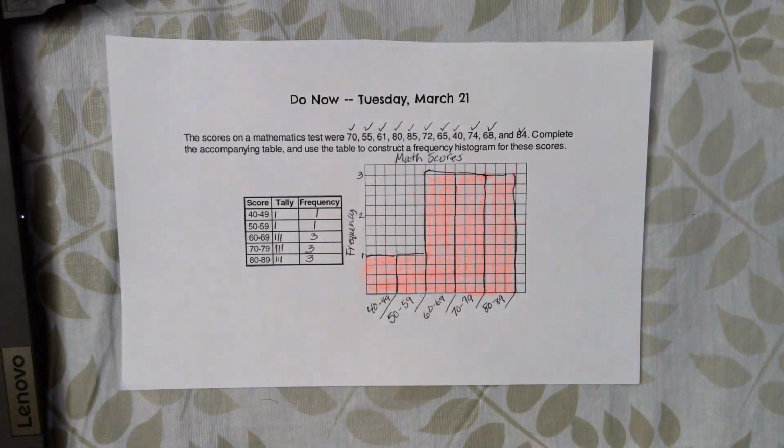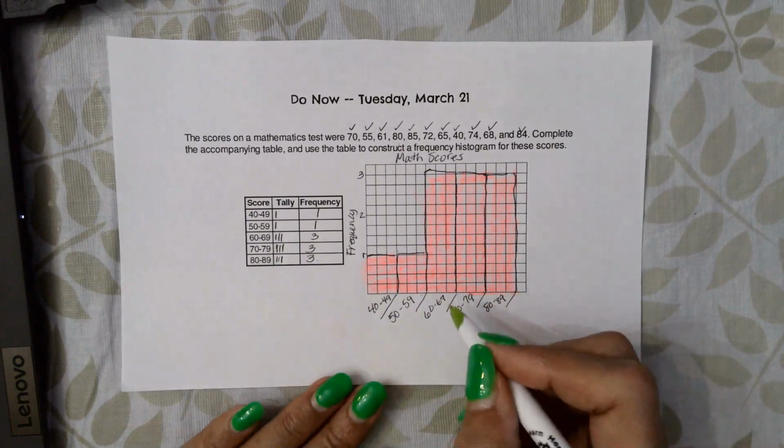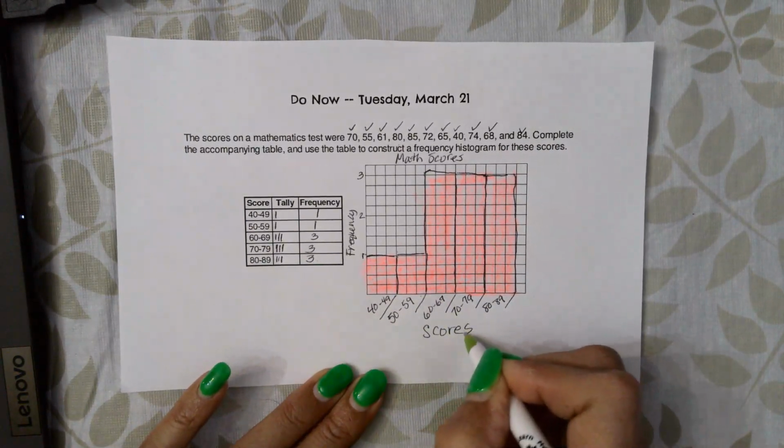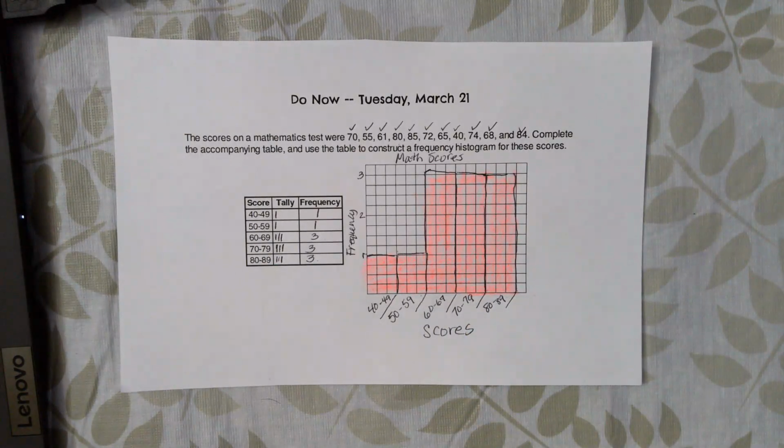And that's what your histogram should look like, but I did not put this is the scores. So I didn't completely do that correctly. This goes into your math folder, not on the floor, not in the desk, not in somebody else's desk. Place it in your math folder, and then go to today, Tuesday, March 21st.